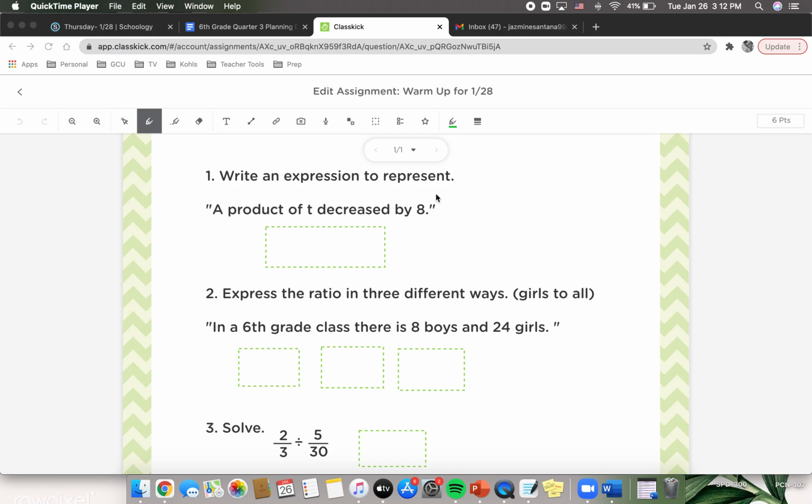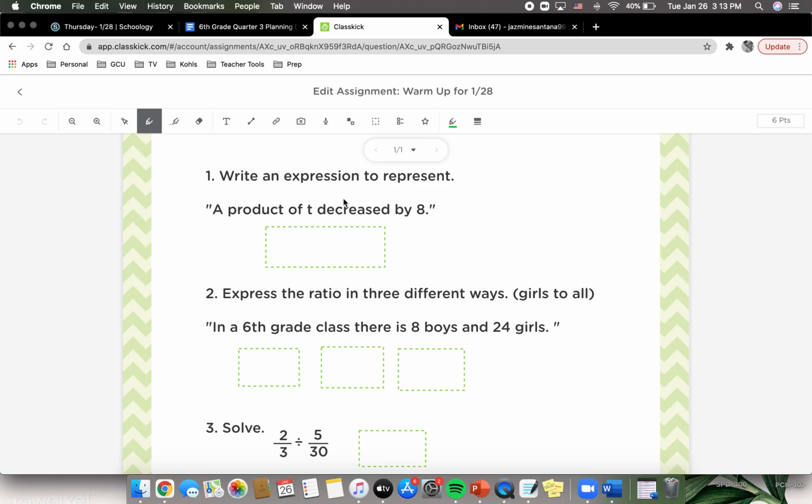We are going to review our warm-up. Looking at number 1, it says write an expression to represent a product of t decreased by 8. So we are subtracting the product of t and 8. So we would represent this as 8 minus t.